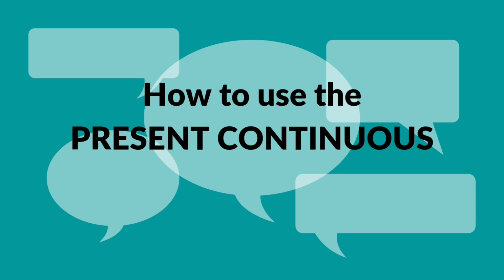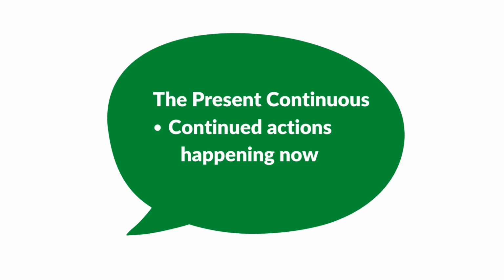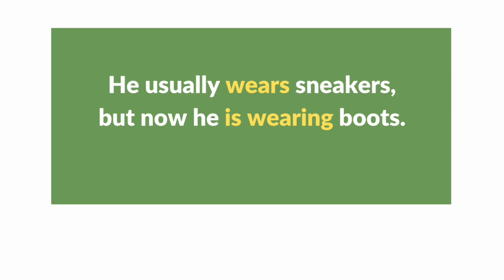First, when should we use it? We use the present continuous for continued actions happening now. As you can see here, he usually wears sneakers, but now he is wearing boots. The first part, he usually wears sneakers, this is the present simple. We use it for habits, routine.